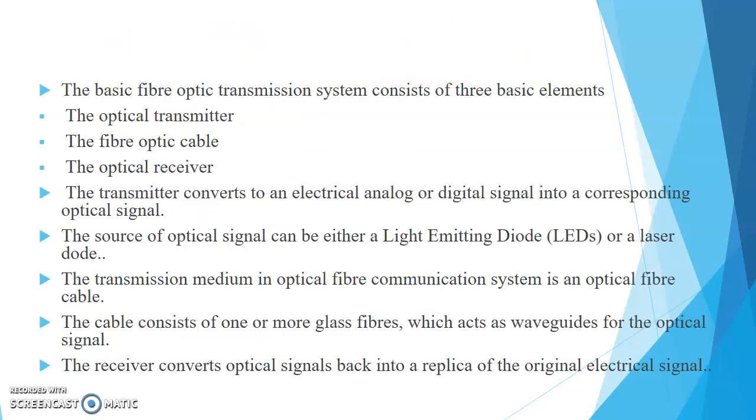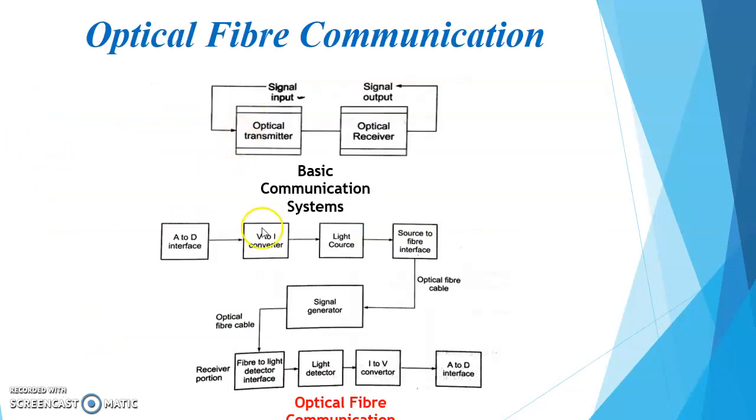Next, see here, first, in the interface, the signal must be converted from analog to digital. Then it has a voltage to current converter. Then it has a light source, where we get the LEDs. These light sources are fed to the source to fiber interface to get into the fiber through the optical cable. Finally, it goes to the signal generator to get the number of input signals.